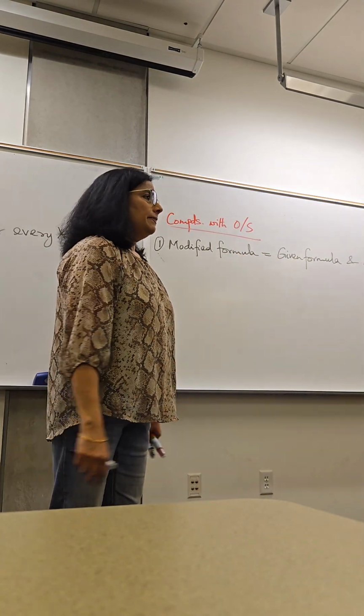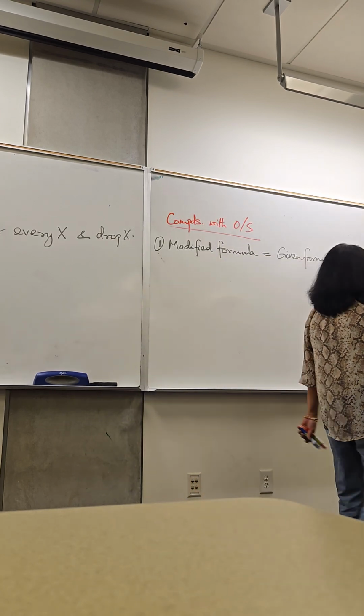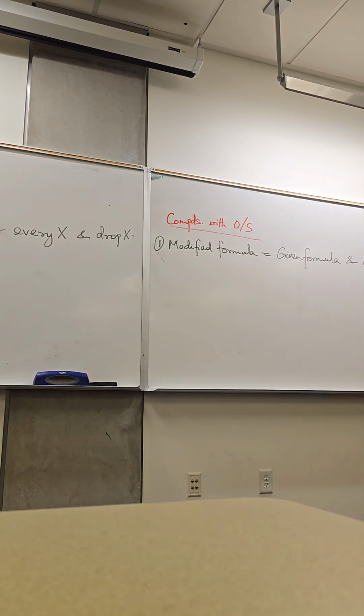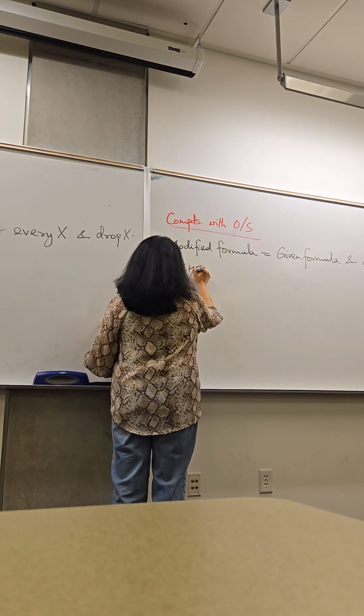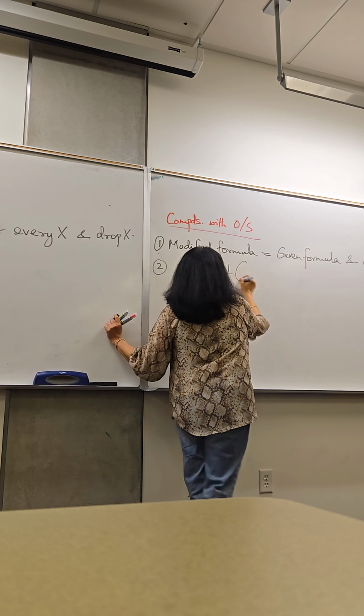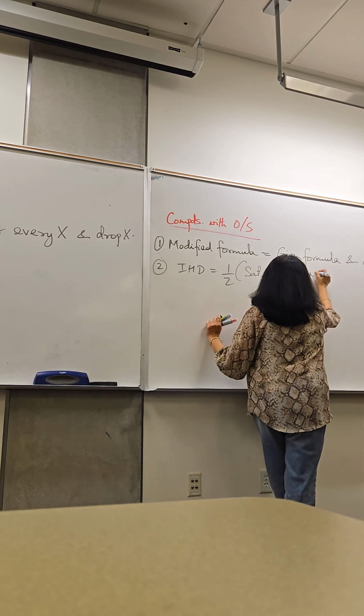If there's both? Drop both of them. Whichever one or ones are there, drop them. The rest is the same. IHD equals half of the saturated formula minus the modified formula.